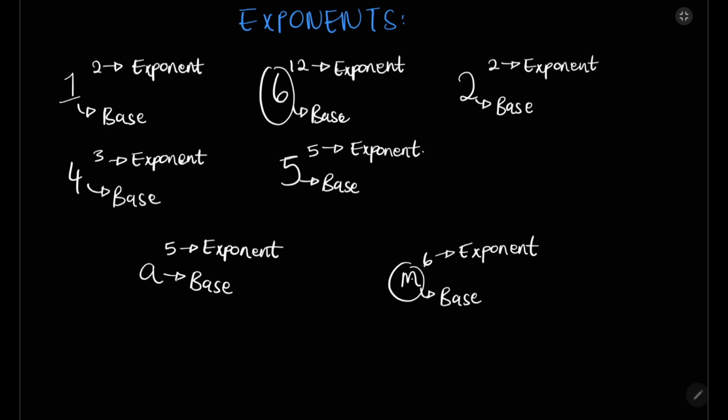So all these examples where you see an exponent, here we have 2, we have 12, we have 2, we have 3, we have 5, we have 5, we have 6. This is called exponential form.